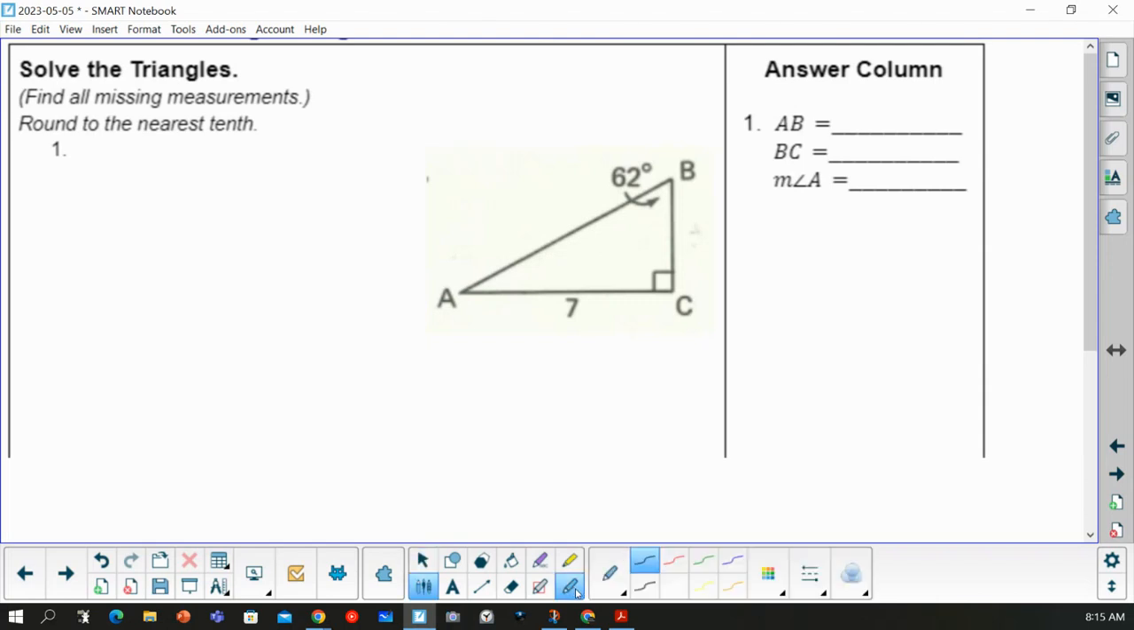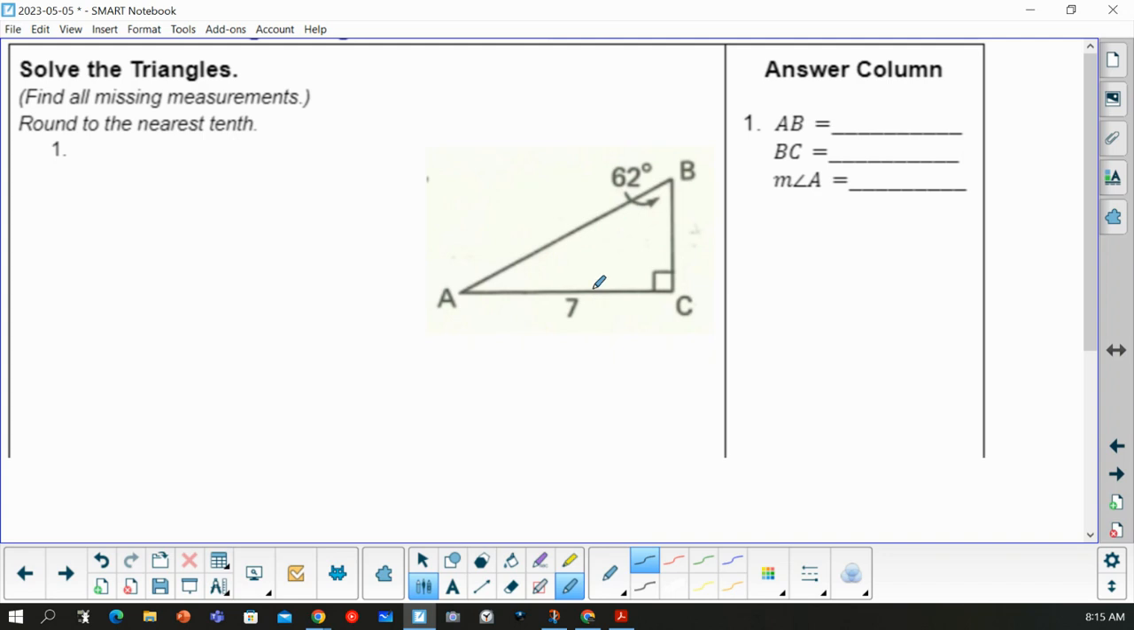All right, we're going to work out problem number 1 on this particular worksheet. This is the Solving the Triangles worksheet. All these problems come from the Holt geometry book, which was my geometry book as a high school student. And so we're going to work this out here. In this particular problem, we're given an angle and we're given one side, okay?